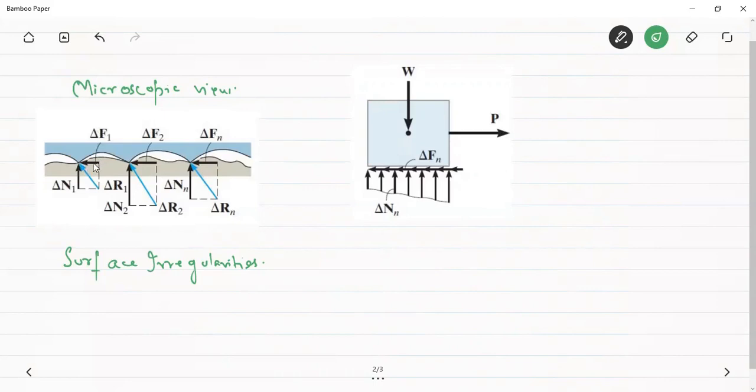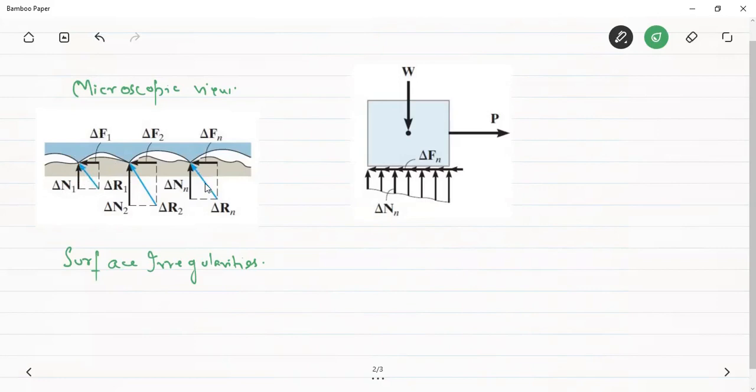Similarly, the friction force will be different, shown here as delta F1. Considering the second point of contact, this is the normal reaction whose magnitude is delta N2, and the friction force delta F2 will be in this direction with some different magnitude. Let's consider the nth point of contact. The normal reaction at the nth point will be delta N, and we will also have a different friction force. Their resultants, made by the normal reaction and the friction force, will be delta R1 in this case, delta R2 in this case, and delta R3 in this case.